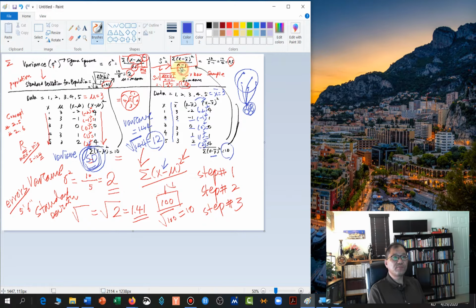Then you need to use the equation again. You just found the variance for the sample data. S squared equals 10. What about the simple S? That means the standard deviation for the sample is the square root of 10, which equals 1.58.